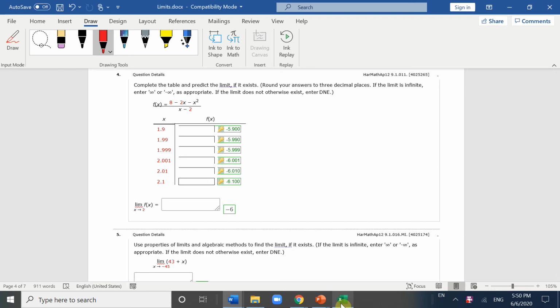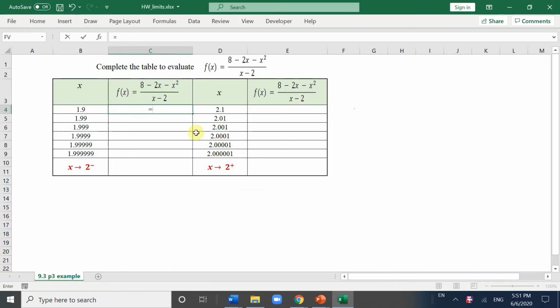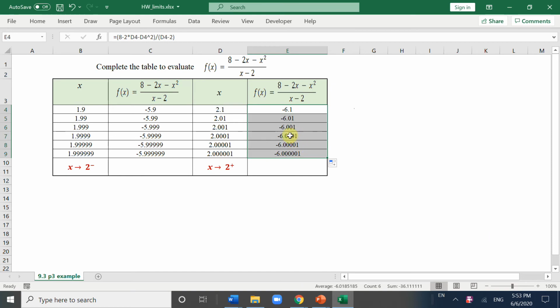Okay, number 4. Here I just use Excel. So equals parentheses 8 minus 2 times 1.9, then minus 1.9 squared, close the parentheses, divided by parentheses again, this x minus 2, enter. Then we just drag down to do the auto calculations. And here x approaches 2 from the left side. This is the right side. So you just replace x by 2.1 in this function and enter.